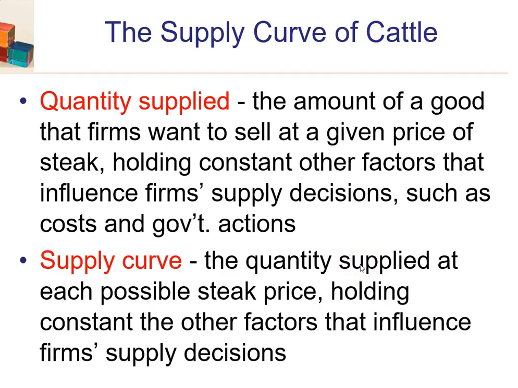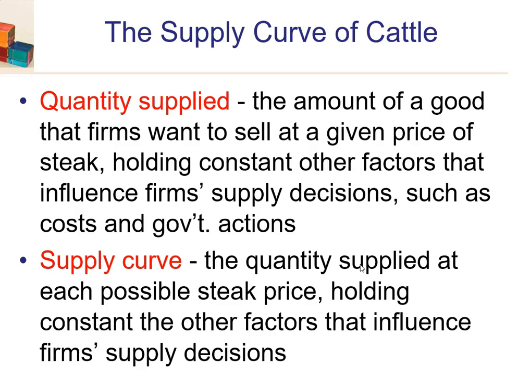Hi, this video is going to talk about supply curves and quantity supplied. The example we're going to use is the cattle industry or the market for steak. So quantity supplied is going to show you the amount that each firm wants to sell at a given price of steak. This will hold constant other factors that may influence the decision to supply steak, such as the cost of raising cattle and other government actions.